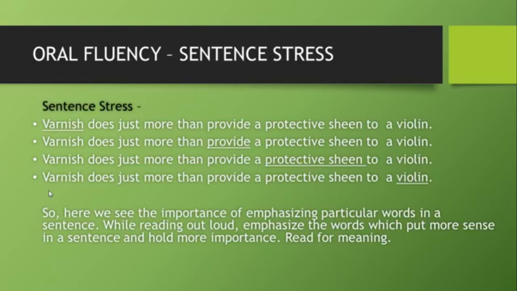Varnish does just more than provide a protective sheen to a violin. Did you see that this protective sheen was laid more stress on as compared to the other words in the sentence? Now let's talk about the last, the fourth one. Varnish does just more than provide a protective sheen to a violin. Did you see? Varnish, provide, protective sheen, violin. This is how and where you need to see where you are giving more stress, more weightage.